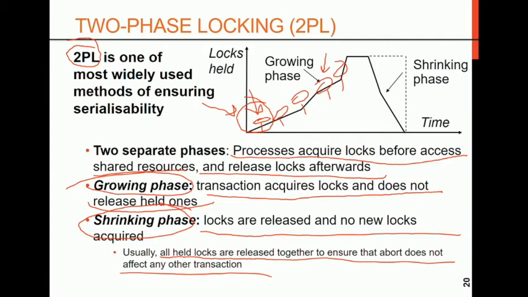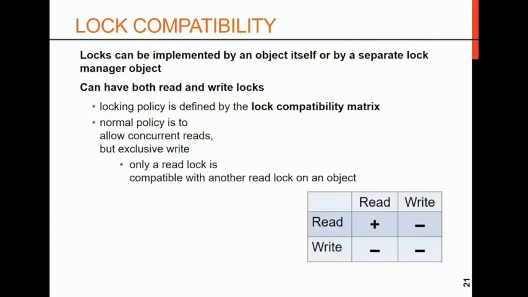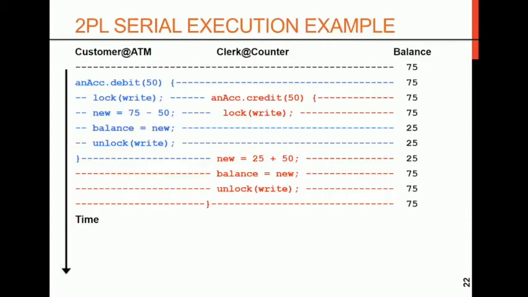So in order to do locking, we have something called a lock compatibility matrix. So what we have are things called read locks and we have write locks. And this is all part of something called a lock policy defined by a lock compatibility matrix, as I said. And the policy is usually to allow concurrent reads but exclusive writes. So this is how it would be implemented using this principle.